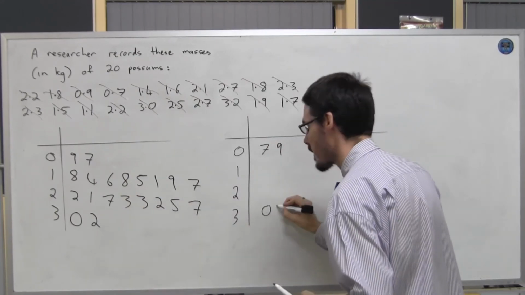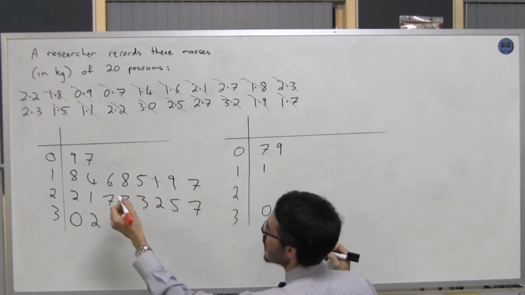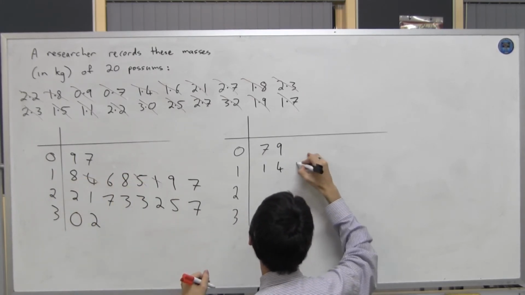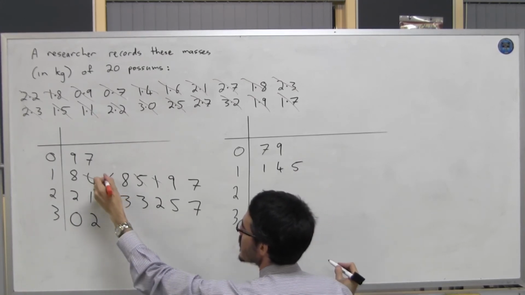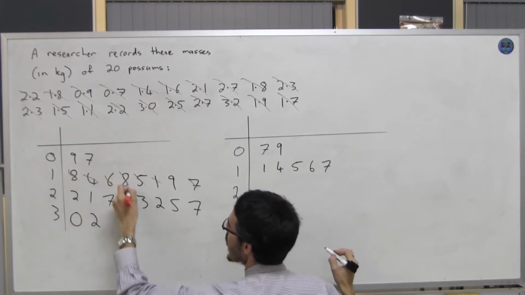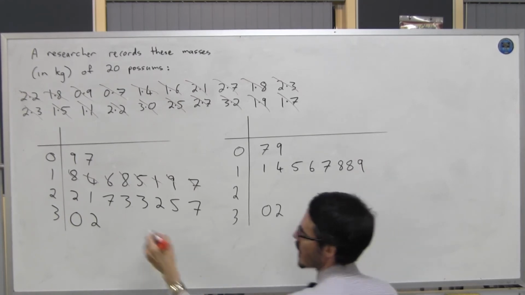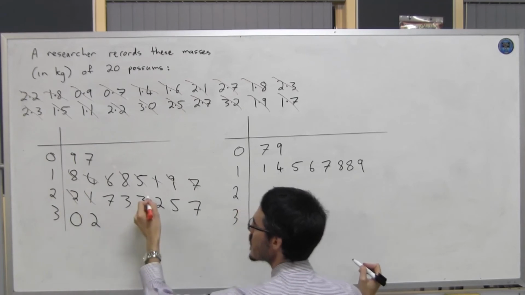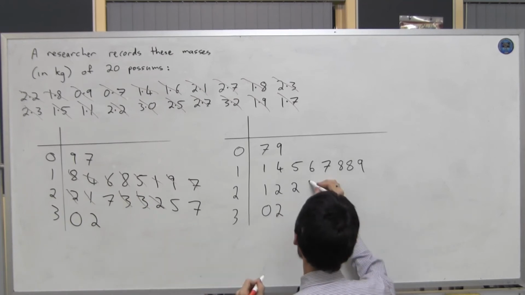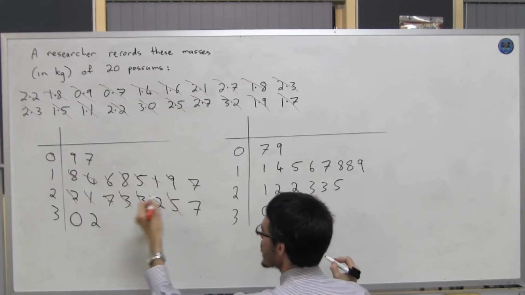This row is easy, 0, 2. Let's do the others. 1. What's next? 4, 5, 6, 7, 8, 9. The next row, 1 and 2 twos, 2 threes, 5, and then the last 2 sevens.